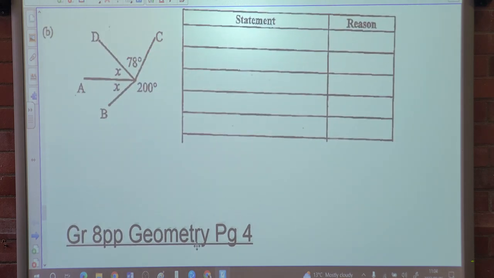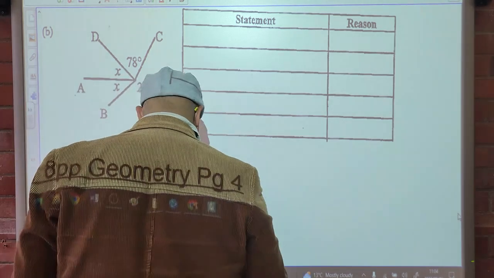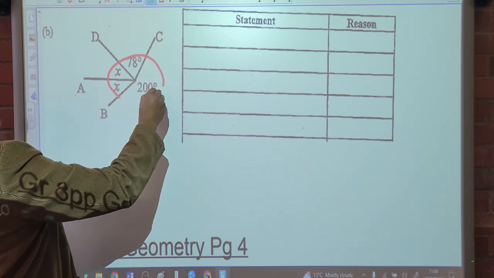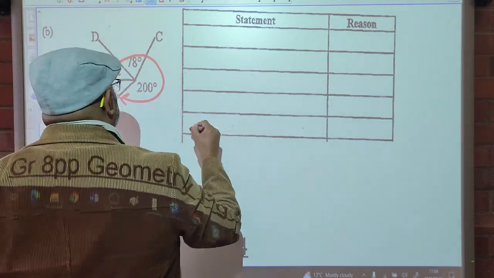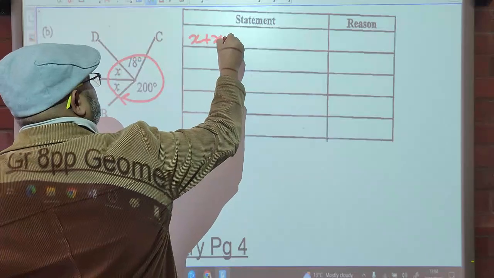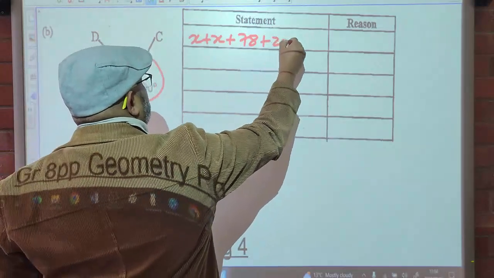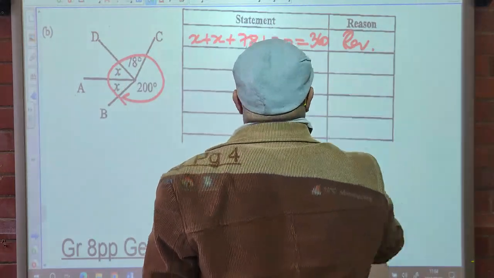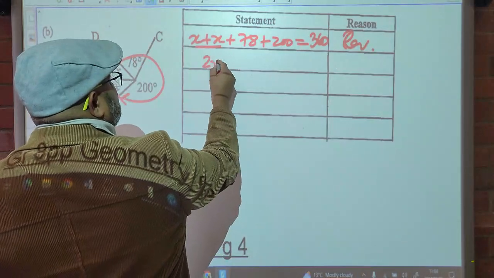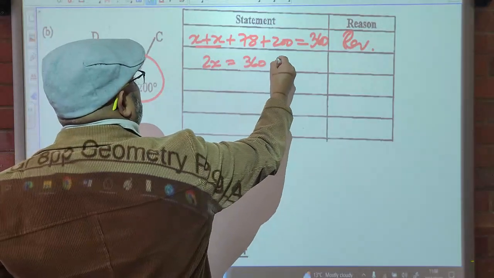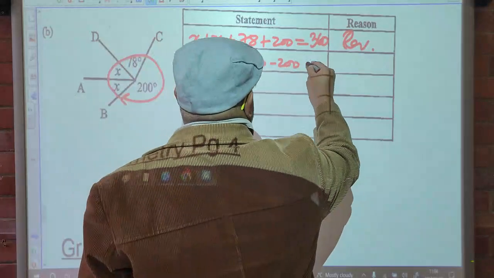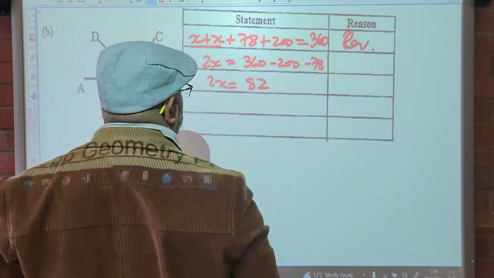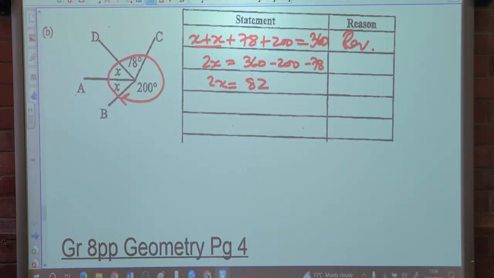B. What can happen here? Again, x plus 78 plus 200 equals 360. So x plus 78 plus 200 is equal to 360. Why? Revolution. 2x is equal to 360 minus 200 is 160, minus 78 is 82. Okay. You all agree with that?